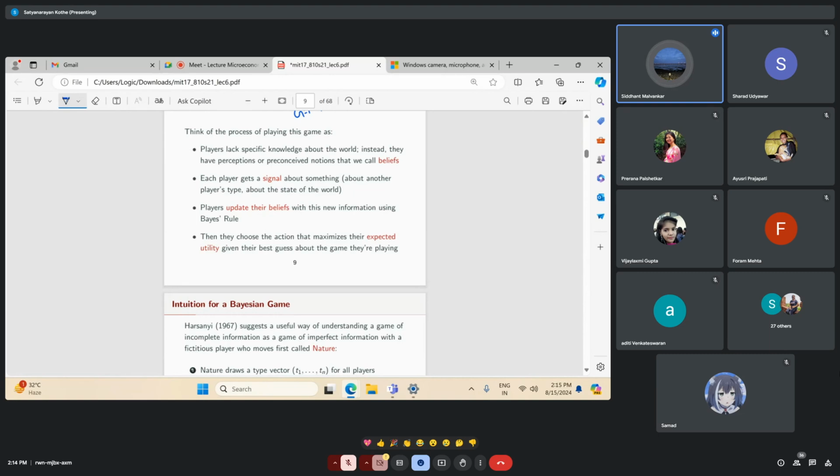Correct? So a similar kind of scenario is here, that the players lack specific knowledge about the world. Instead, they have perceptions. They have preconceived notions, and that we call beliefs. Okay? Is that clear? Yes, sir. So no one has perfect information, but some preconceived information about the behavior of the opponent is always there.